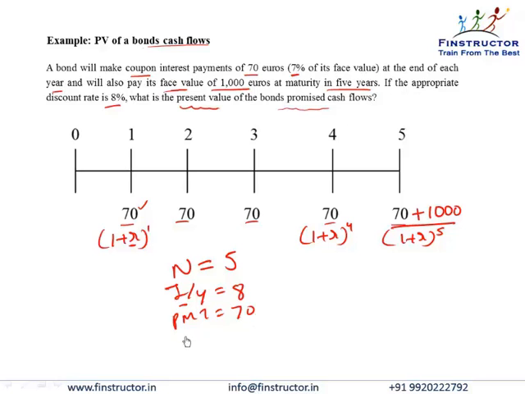And now what will we enter as FV? Over and above the $70 that I've already told the calculator, I'm getting a value of $1,000. So we'll enter the future value as 1,000 and compute PV. Let's do it.